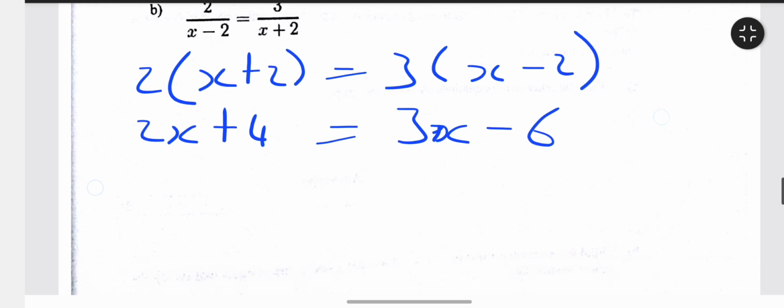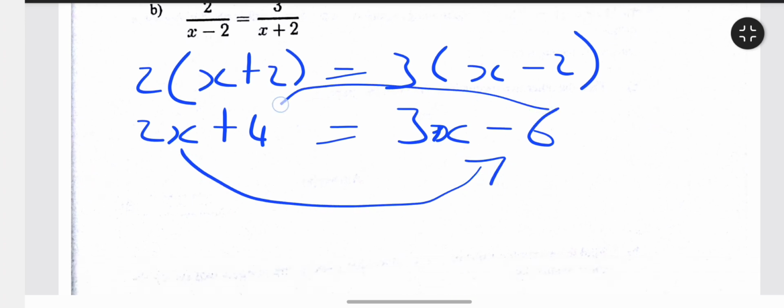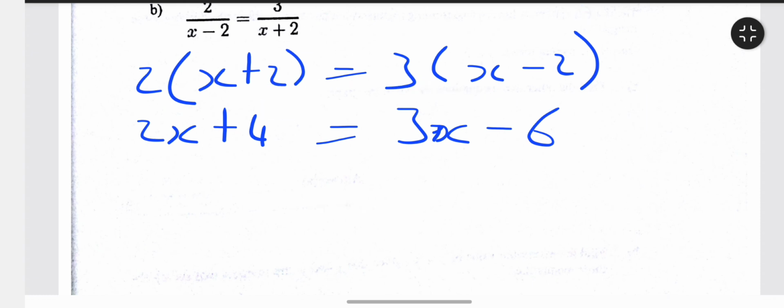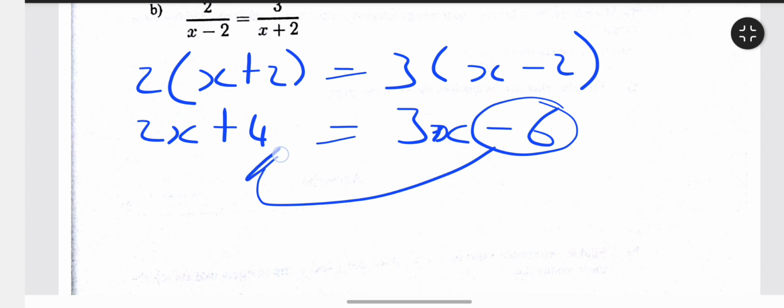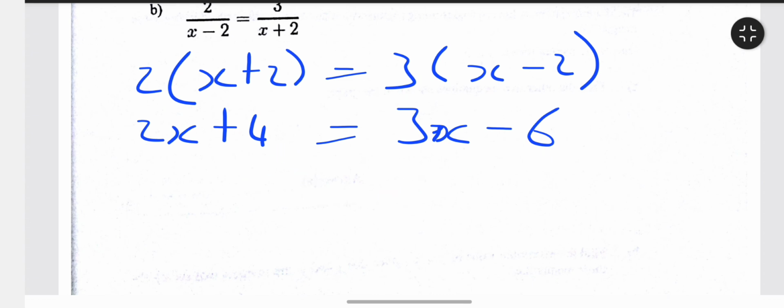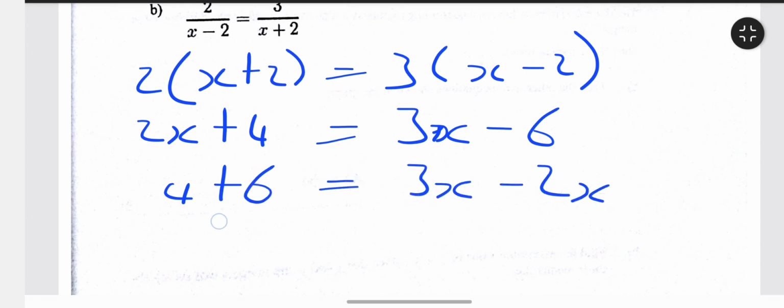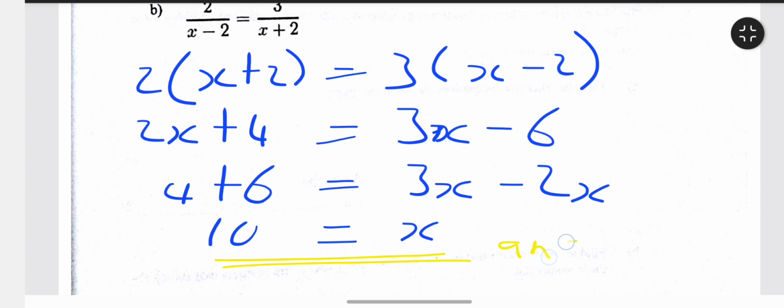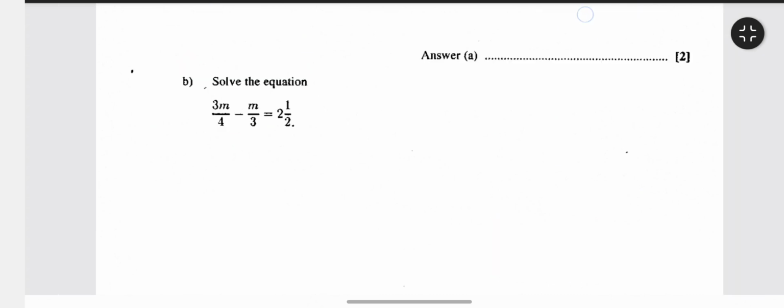So just simply collect like terms. So I'm going to bring the ones with the x's this side and the ones without the x's this side. So we're going to take the negative 6 this side, it is going to be positive 6. So we're going to have 4 plus 6 is equal to 3x minus 2x. So 4 plus 6, that's a 10, and 3x minus 2x, that's x. So the value of x in that case is going to be 10, and this is our final answer.